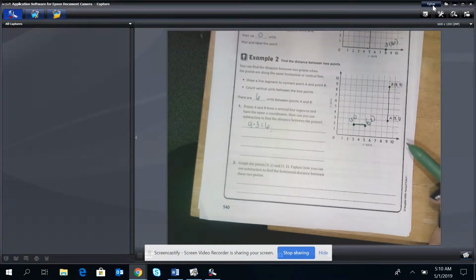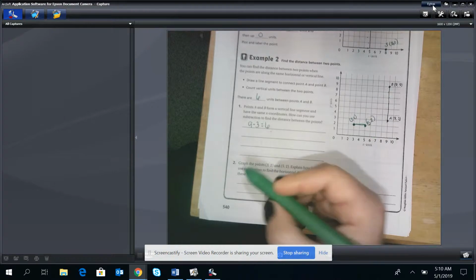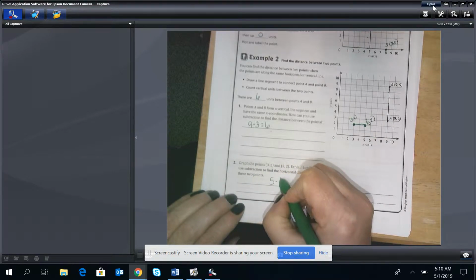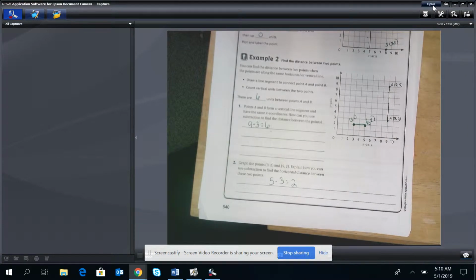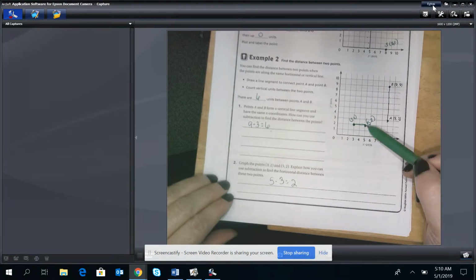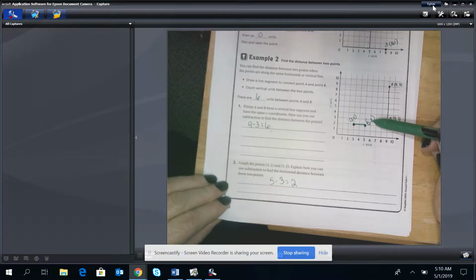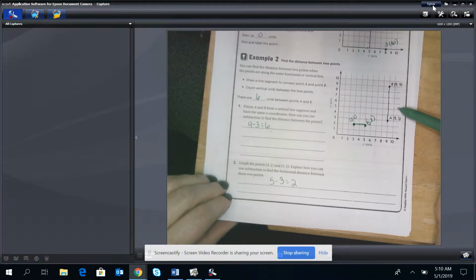Or I also can look at my x coordinates, and I see 5 take away 3 equals 2. So you can count the distance. I think it's easier just to look at my x or y coordinates and subtract them.